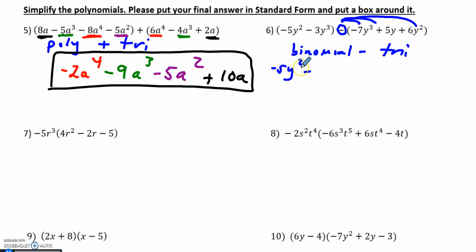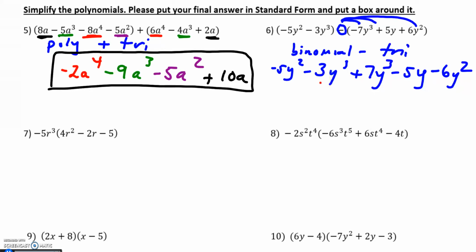So I am going to just keep the first parenthesis the same. I'm going to keep negative y squared minus 3y to the third. And then I'm going to change the sign of everything in this parenthesis. So we have a plus 7y to the third, a minus 5y, and a minus 6y squared. But after that point, we are really just combining like terms again.